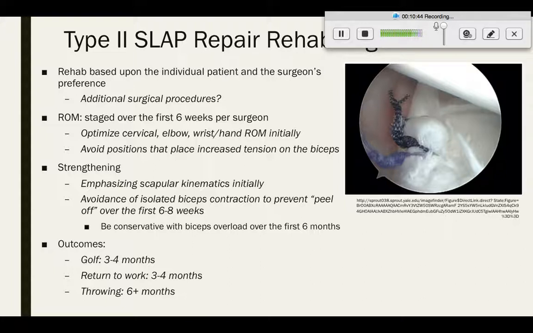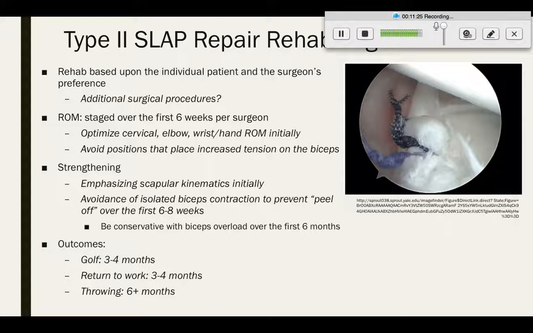Once the patient is cleared for strengthening, we always want to start with emphasizing our normal scapular kinematics first, so normalizing the scapulohumeral rhythm while respecting any tissue healing that's occurring. Again, we're avoiding that isolated resisted biceps contraction for that first 6 to 8 weeks still, and even following that, you're going to want to slowly progress with any form of biceps loading to make sure that we're not adding any increased traction or stress right at that repair. We want to avoid any type of mechanism that's going to peel that labrum back off the glenoid.